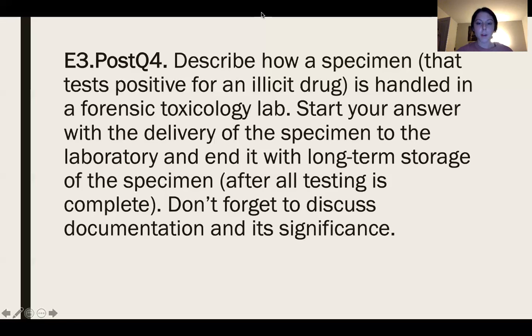Throughout this entire process, everything is documented. Whoever is in possession of that evidence, that is documented, their name, their time, and their date. So if anything happens to go wrong, we would know exactly who was in possession of that evidence at that particular time, and we know exactly who had that evidence throughout the entire time that it was collected and then put into long-term storage.